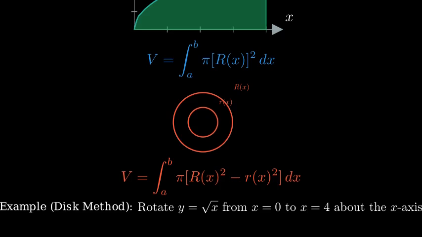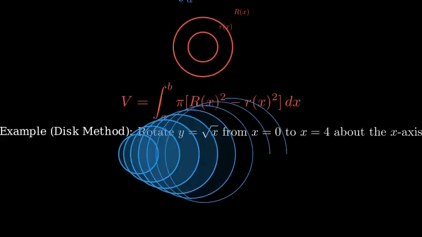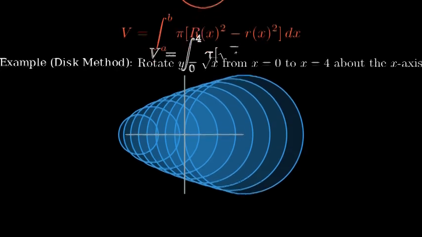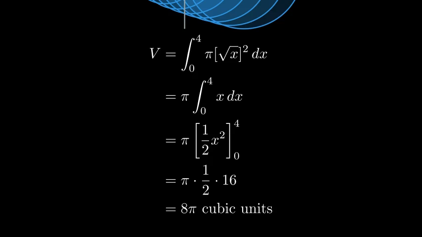Rotate the region bounded by y equals the square root of x, the x-axis, and the vertical line x equals 4 about the x-axis. Here's our region. When we rotate it around the x-axis, we get a solid where each cross-section is a disk with radius equal to the square root of x. The volume is the integral from 0 to 4 of pi times the radius squared dx. That's pi times the integral from 0 to 4 of x dx, which equals pi times 1/2 x squared evaluated from 0 to 4, resulting in pi times 8, or 8 pi cubic units.